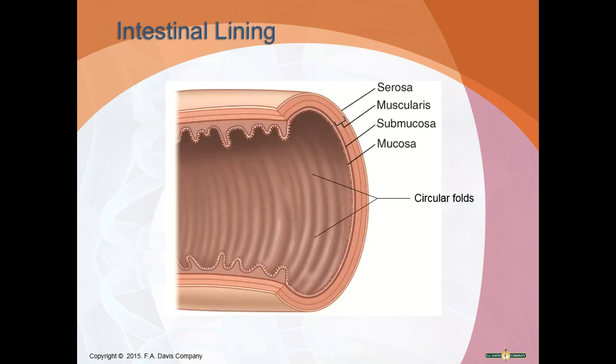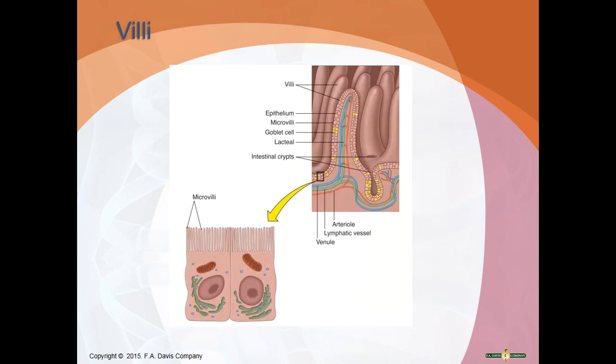So the intestinal lining contains multiple projections that increase its surface area and enhance the absorption of nutrients. The intestinal lining contains circular folds that slow the progress of chyme and increase its contact with the mucosa. On top of the circular folds are projections called villi. Take a look at the villi. The villi are covered by absorptive epithelial cells and mucus-secreting goblet cells.